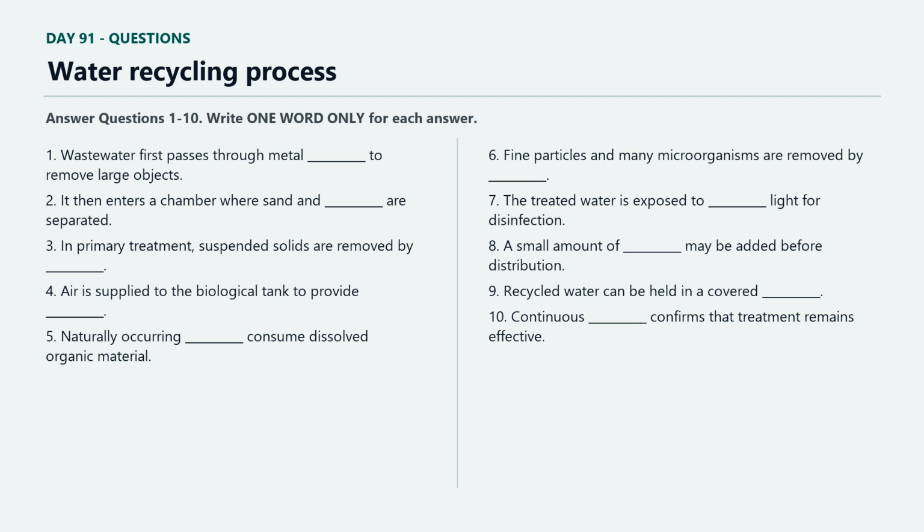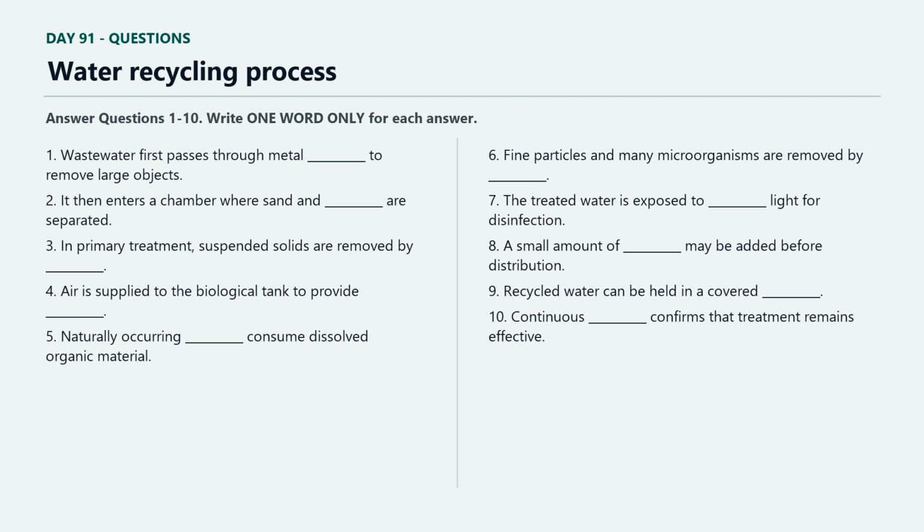Naturally occurring bacteria consume dissolved and very fine organic material as a source of energy and growth. They convert part of it into carbon dioxide, water, and additional biological cells. Other microorganisms contribute by breaking down particular compounds or transforming nitrogen. The biological community is effective only when temperature, acidity, oxygen supply, nutrients, and toxic substances remain within acceptable limits. A sudden industrial discharge can disturb the community, which is why control of incoming waste remains important.